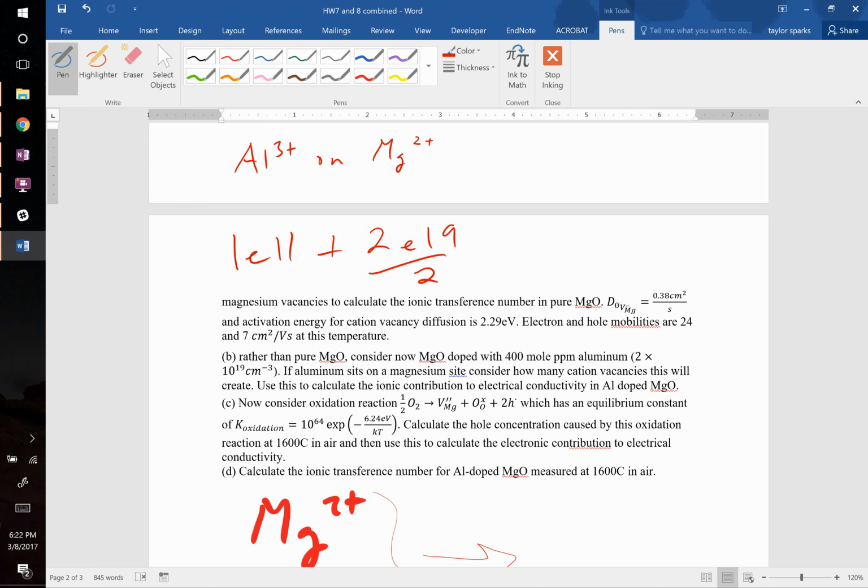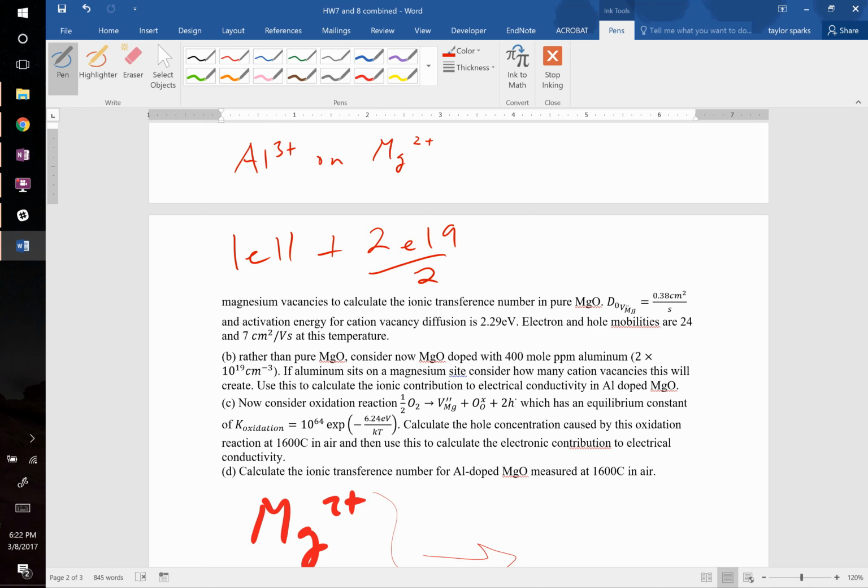Yeah, the oxygen is unchanged. Okay, I said that wrong. I apologize for that. So basically, you substitute 2 aluminums and you take 1 magnesium out. You haven't lost 3 magnesium; you've lost 1 magnesium, and you've replaced 2 of them with aluminums.